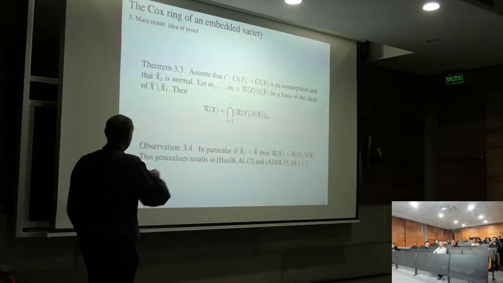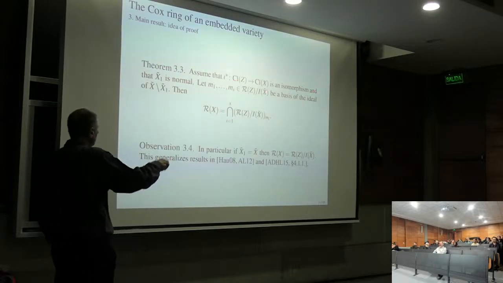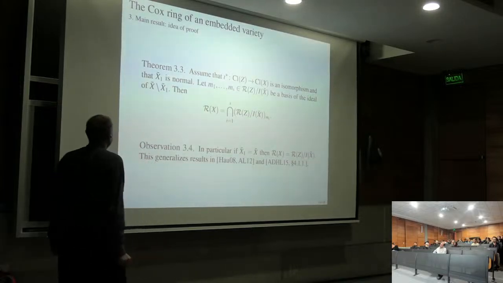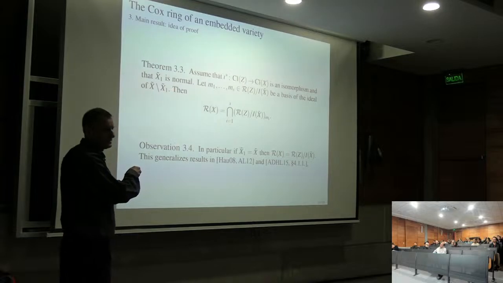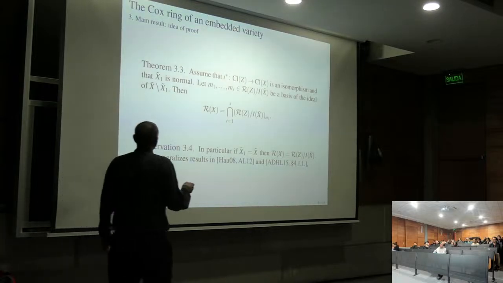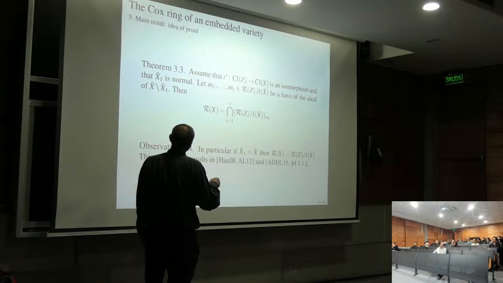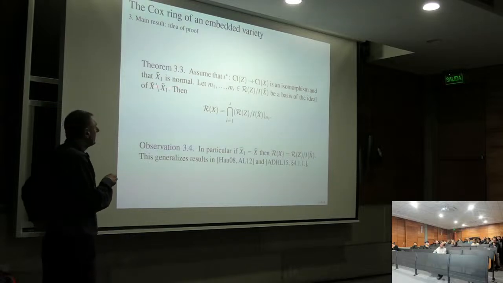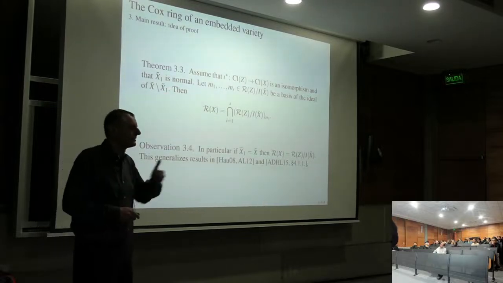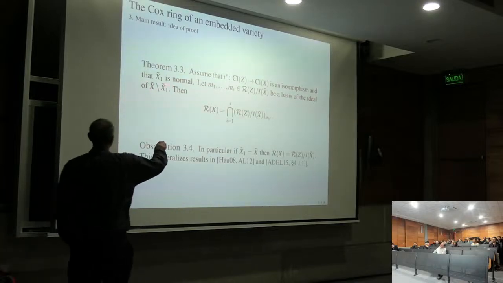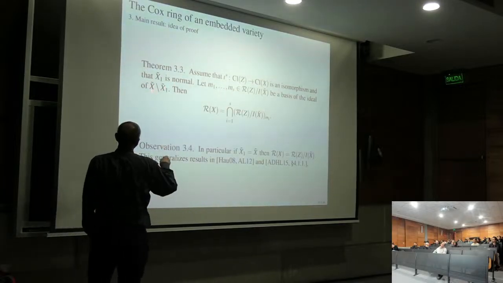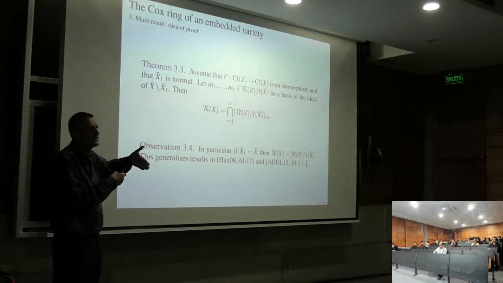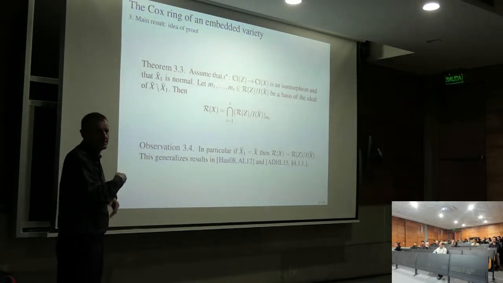So then we have this theorem. Assume that this is an isomorphism and that X1 tilde is normal. This assumption is fundamental. Then we describe a basis of this ideal. Let me remind you that this consists of divisors in X tilde, because for moving from X hat to X1 tilde, I'm just removing divisors from X tilde, okay?